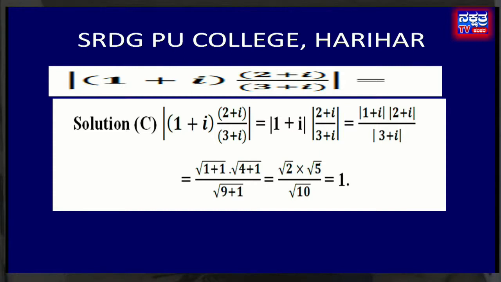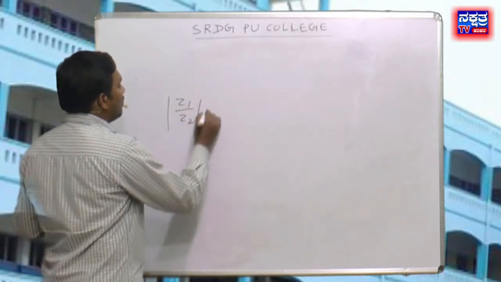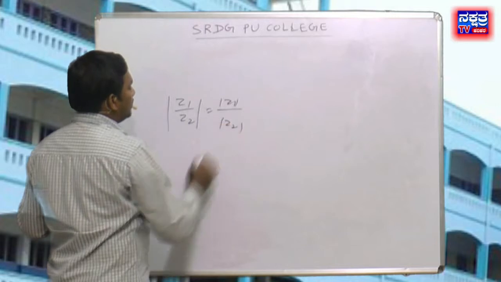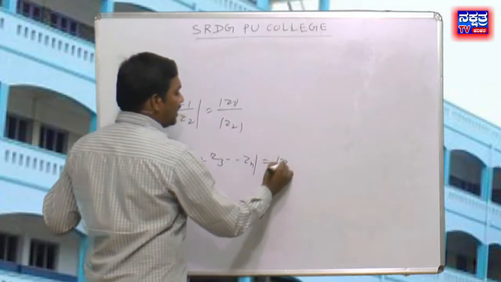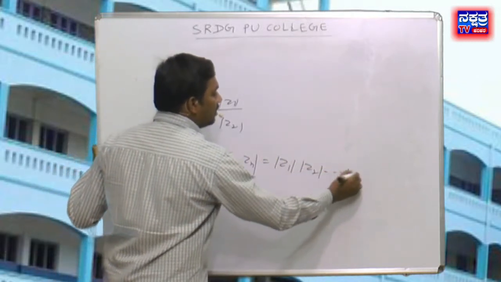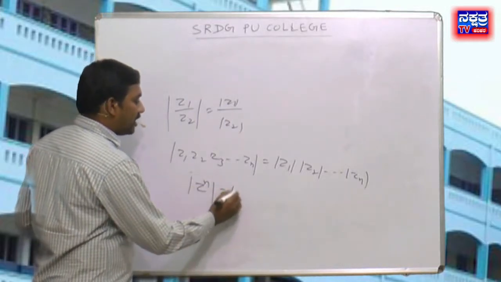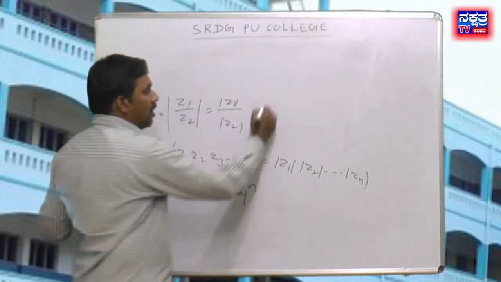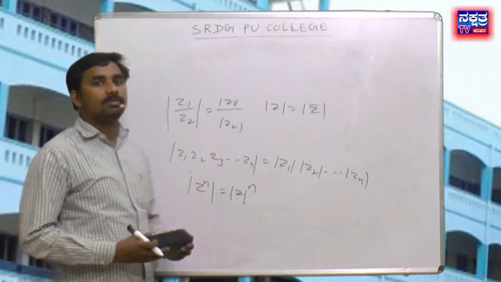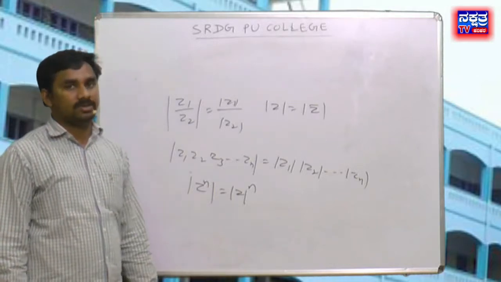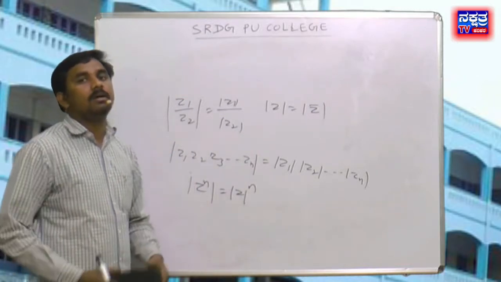Watch the board. Students, here modulus properties, as I said: mod of z1 by z2 equal to mod z1 by mod z2, and mod of z1, z2, z3 and so on up to zn also, we can take mod z1, mod z2, and so on, mod zn. Not only this one, mod z power n also, we can write mod z whole power n, and mod z equal to mod z bar. So this many properties we have. On any property they can ask the question. So that's why I am introducing some properties of modulus.